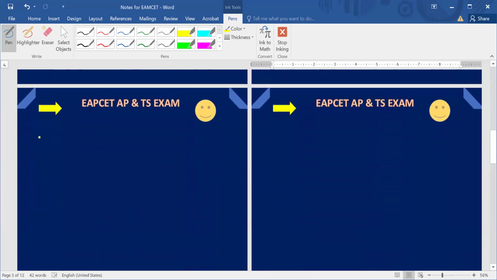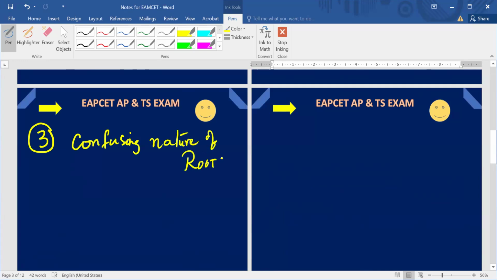Let us go to the third tricky mistake we generally commit in these quadratic expressions or quadratic equations. Why I'm naming it quadratic expression is because in the EAMCET syllabus it is written as quadratic expressions. It's very, very important. The third mistake is the confusing nature of the roots.